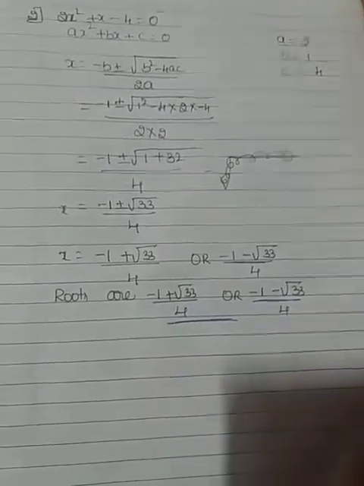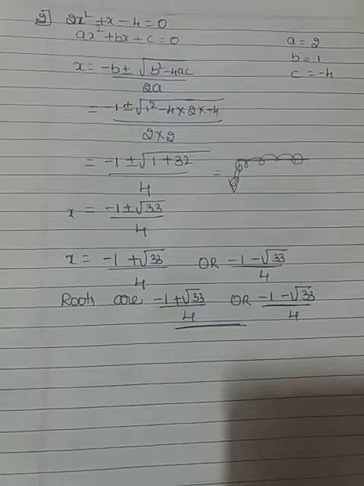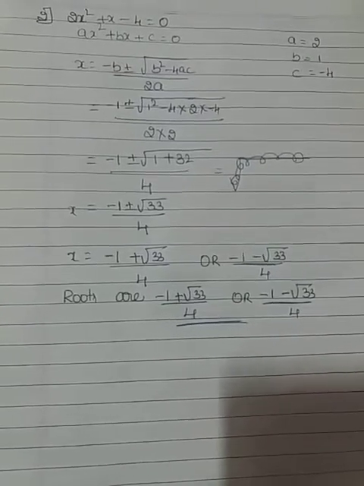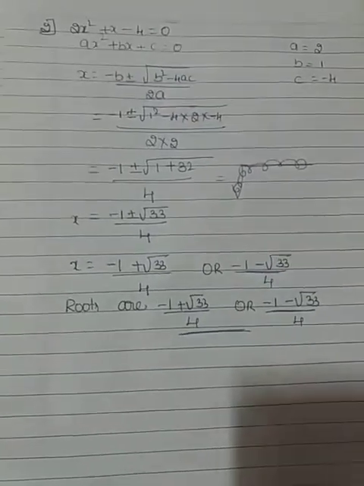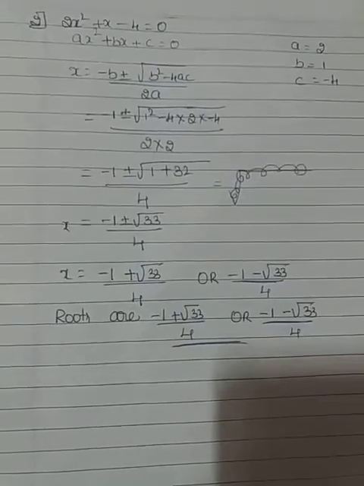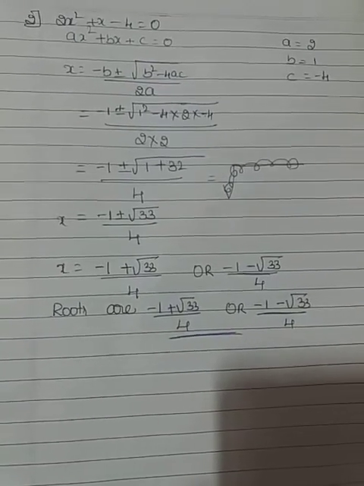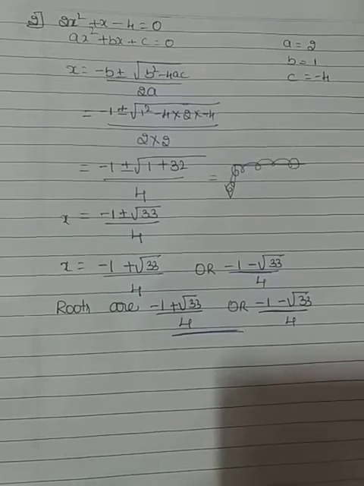So that's all. This is the way of finding the roots by applying the quadratic formula. Keep in mind which formula it is: x equals minus b plus or minus square root of b square minus 4ac divided by 2a.